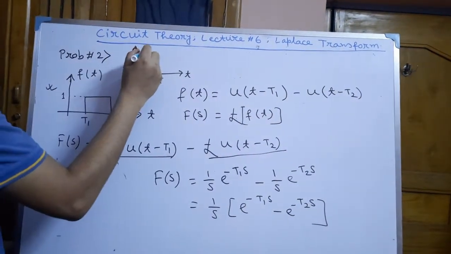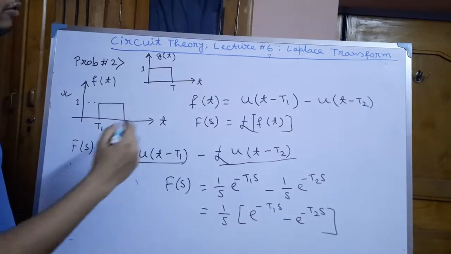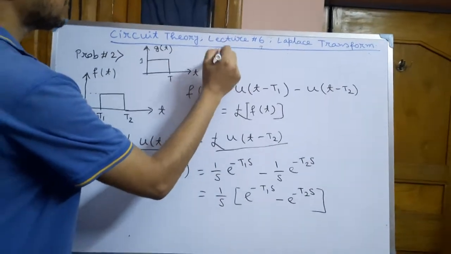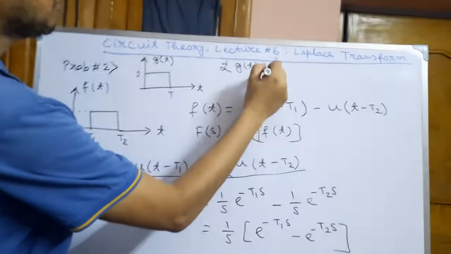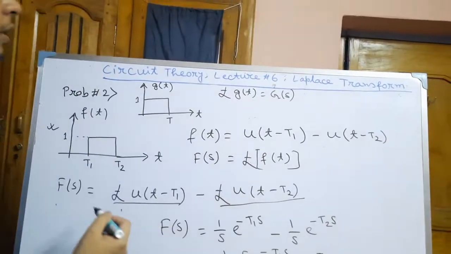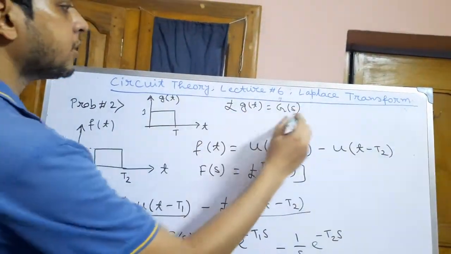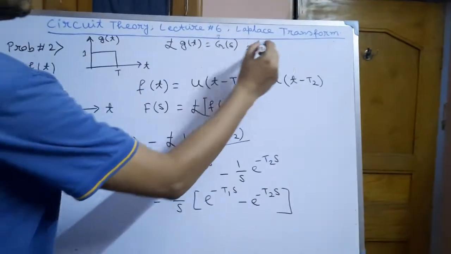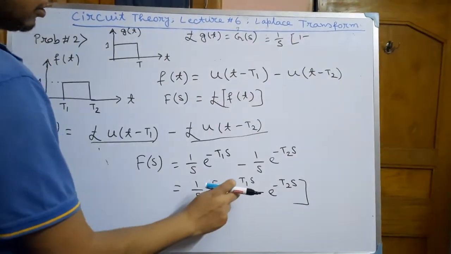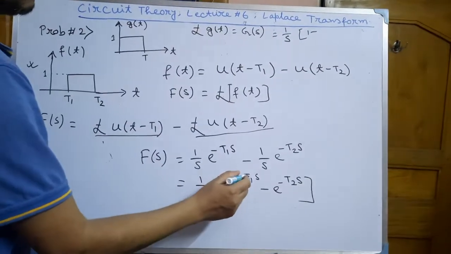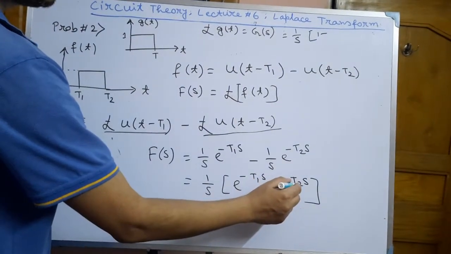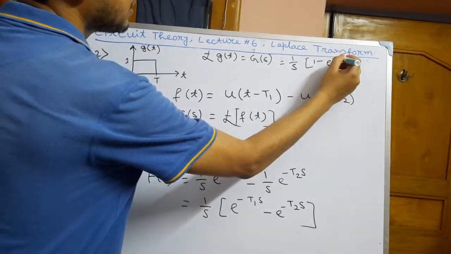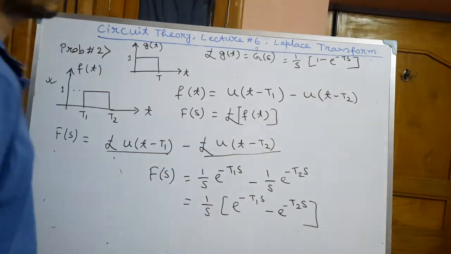So let us call it g(t). If we know the process, then the Laplace transform of g(t), we have to call it G(s), equal to 1 by s. Here t1 equal to 0 and t2 equal to T. t1 equal to 0 means e to the power minus t1 s equal to 1, and we have to put t2 equal to T. So this is equal to e to the power minus Ts. Okay.